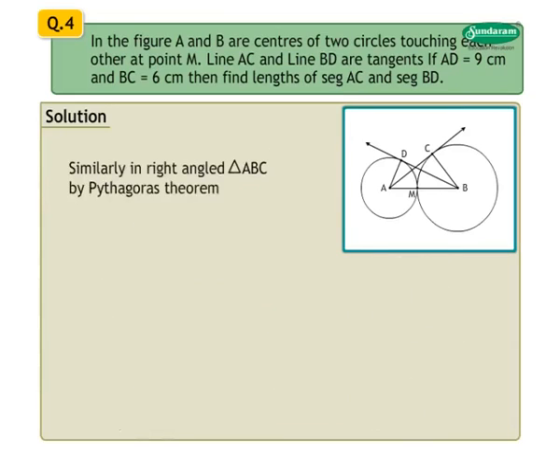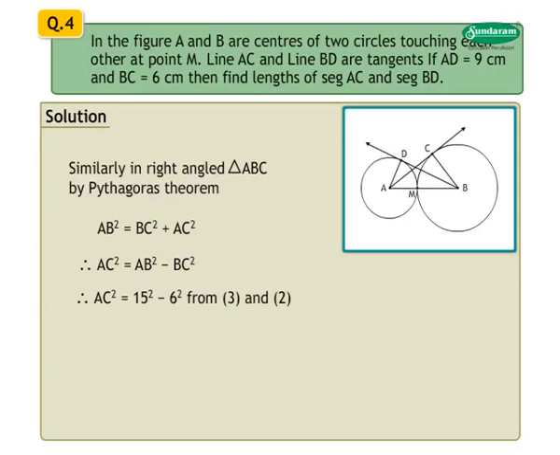Similarly, in right-angled triangle ABC, by the Pythagoras theorem, AB² = BC² + AC². Therefore, AC² = AB² - BC². Therefore, AC² = 15² - 6² from equations 3 and 2. Therefore, AC² = 225 - 36 = 189. Therefore, AC = square root of 189 = 3√21 centimeters.